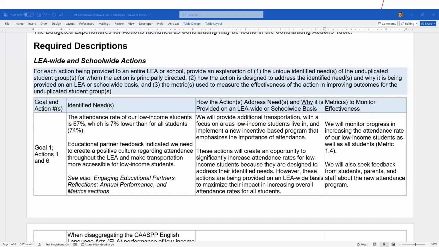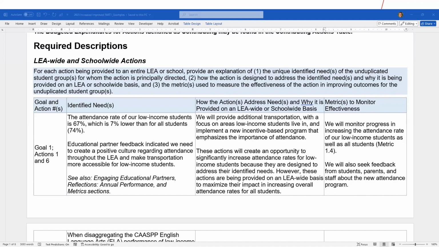That's the key. LEA-wide and school-wide actions are required to have metrics. This is a new legal requirement that went into effect last year. They all have to have at least one metric in the LCAP. The metric has to live in the LCAP. There can be additional metrics, additional measures that also help inform effectiveness, but there has to be at least one metric in the LCAP tied to each contributing action, okay?